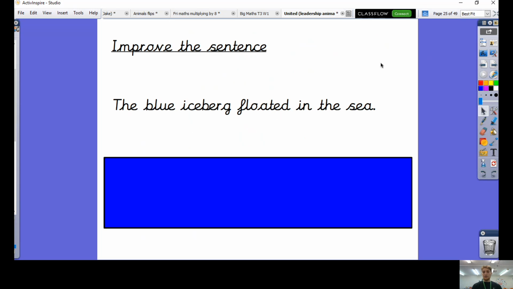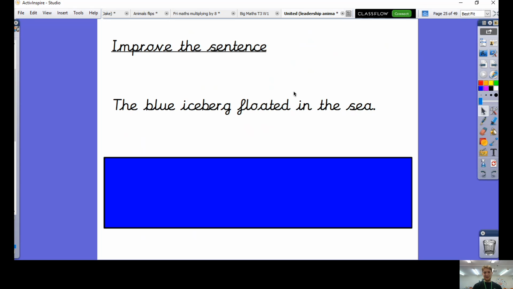Okay, last activity that we're going to do today is just to improve the sentence. I know you did one last lesson with Miss Kitching, but I thought we'd see if we could improve the sentence using a preposition or maybe a better preposition. So I've got one sentence here. The blue iceberg floated in the sea. Firstly, can you quickly see if you can spot the preposition in this sentence?